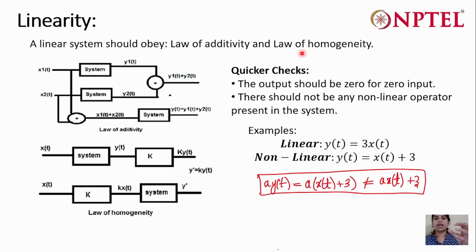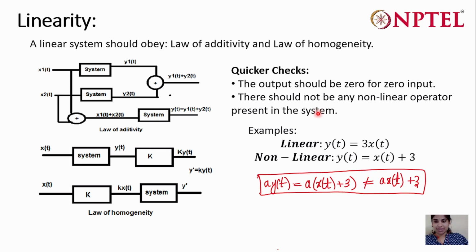Generally, there are some quick checks you can do to say whether the system is linear. First, the output should be 0 for 0 input. If you give x of t as 0, your output should also be 0. That is the first check. Second check is there should not be any non-linear operator present in the system. If these two things hold, approximately you can tell that the system is a linear system.